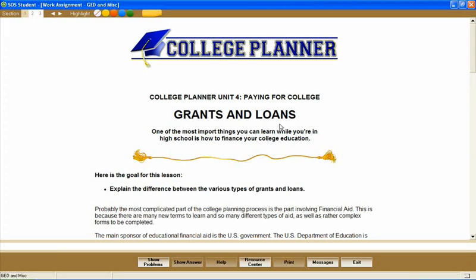Most lessons begin with a brief introduction and a list of goals or objectives for the lesson. These objectives help students stay focused on important lesson content and provide parents with an effective way to measure mastery of lesson content. The goal for this lesson is to explain the difference between the various types of grants and loans.